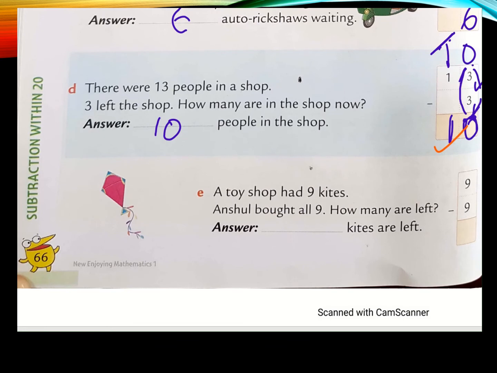The last one. A toy shop had 9 knives. Anshu bought all 9. How many are left? 9 minus 9. Same numbers. So that will be 0.